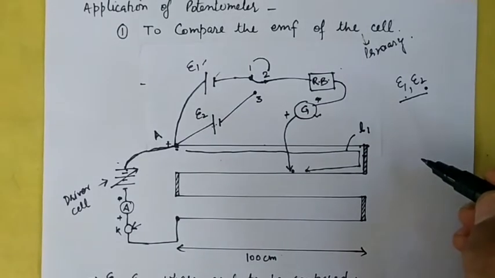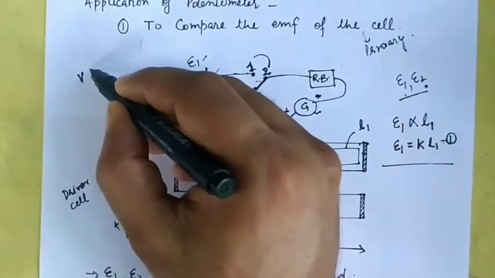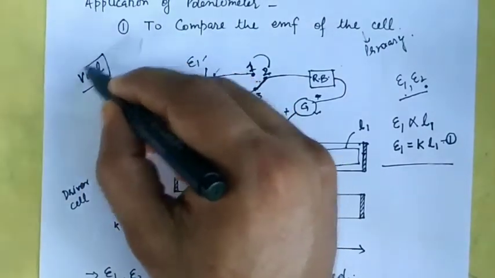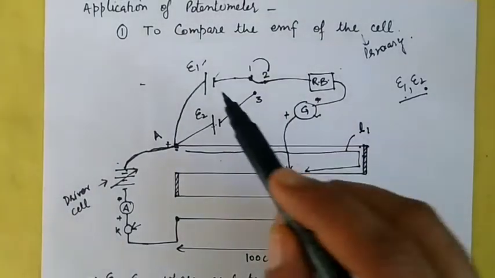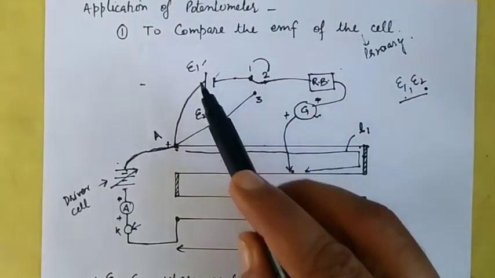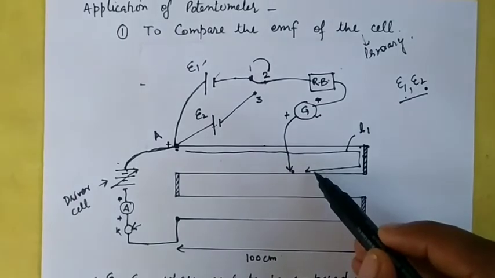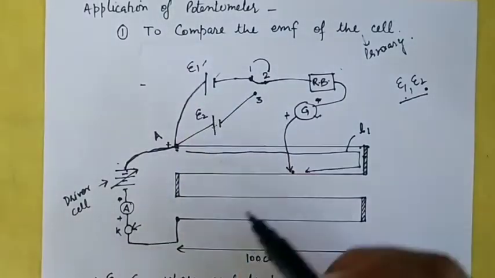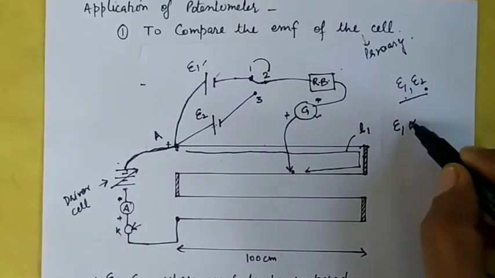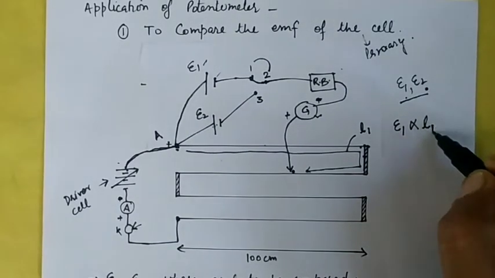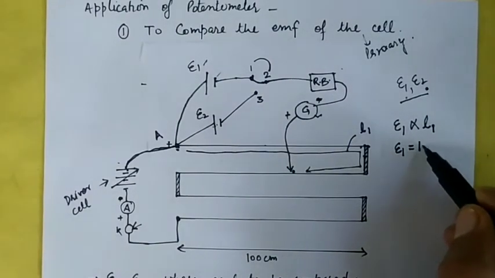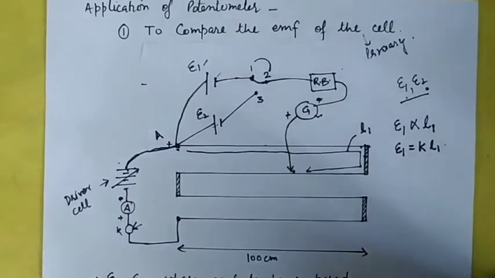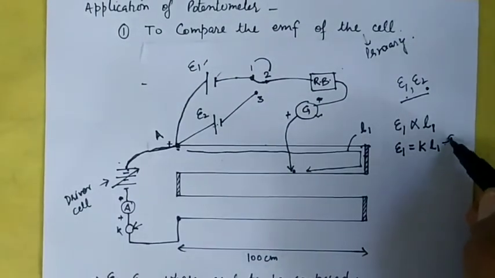So according to the potentiometer principle, the potential drop is directly proportional to the length of the wire if the area of cross section is uniform and constant current is flowing through the wire. The potential is directly proportional to the length of the wire. So here the potential is E1. So here E1 is directly proportional to the length of the wire, that is L1. If you remove this proportionality sign by introducing a constant, that gives KL1. So this is our first equation.